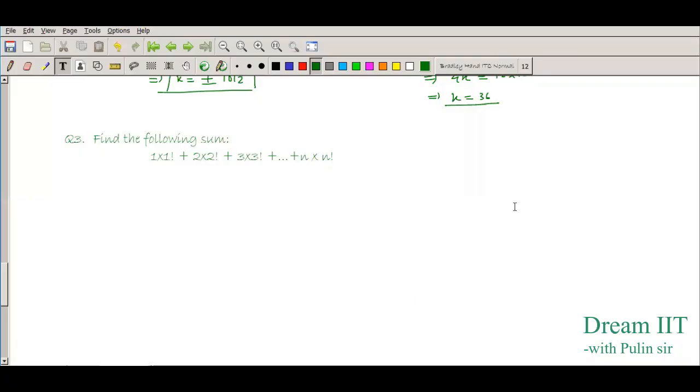So here is the next question where you have to find the sum of 1 into 1 factorial plus 2 into 2 factorial plus 3 into 3 factorial up to n into n factorial. This happens to be a very, very good question. Please try to see. So we are going to start with the answer of this question. Let us just try to see how we'll proceed.